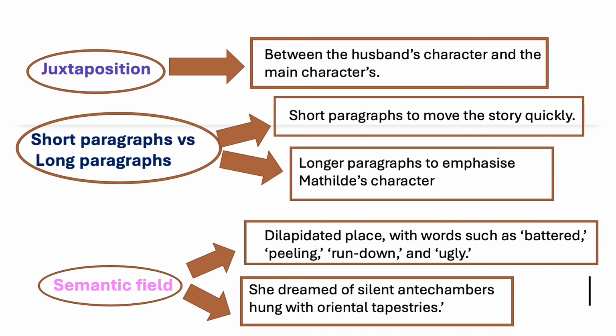Short paragraphs are used to move the story quickly, and longer paragraphs are used to emphasize the main character. Two contrasting semantic fields are used to describe her dilapidated actual world, with words like battered, peeling, rundown, and ugly, while her fantasy world is described with words of luxury.